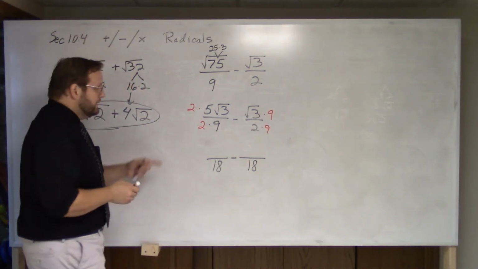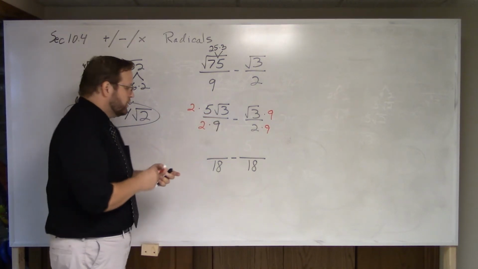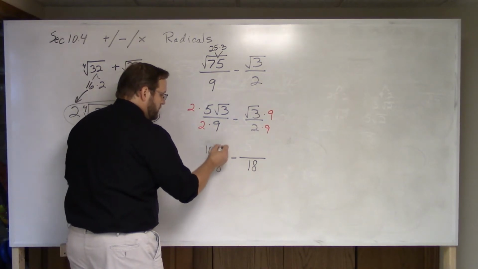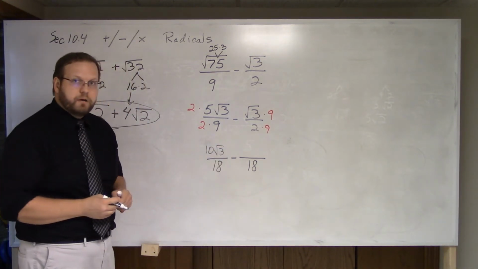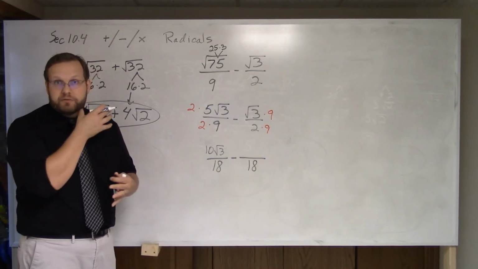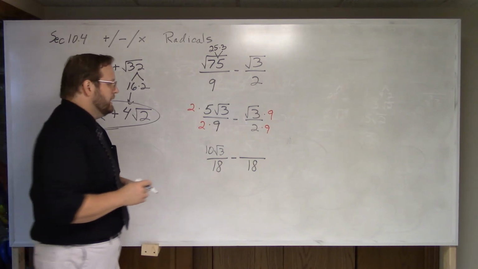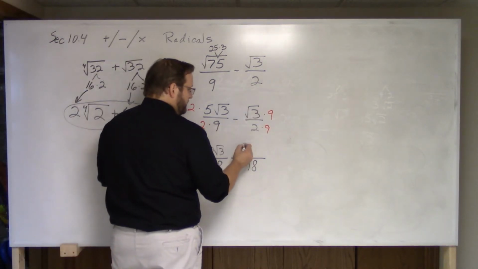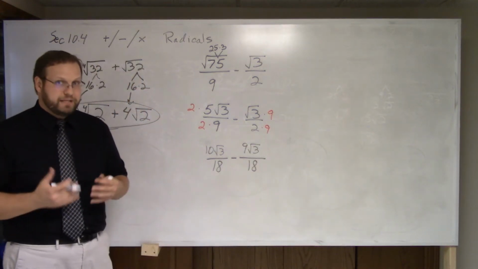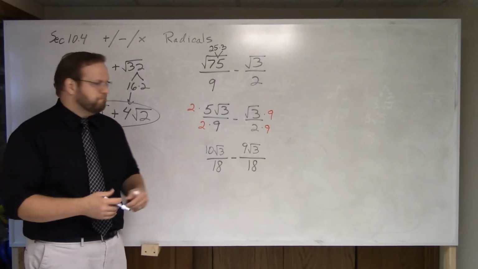Okay? Now here, I have 2 times 5 times root 3. So all I do is a 2 times 5, which is 10 root 3. Okay? Outer parts multiply with outer parts, inner parts would multiply with inner parts. We're going to talk about that in a little bit more detail in a couple minutes. And then here I simply have 9 root 3. 9 root 3 means 9 times root 3. Just like a 3x would be 3 times x.